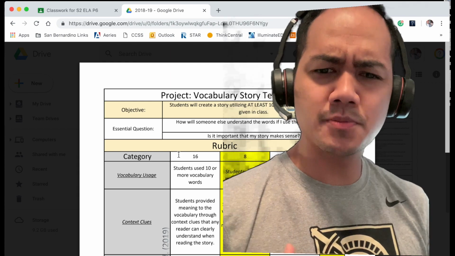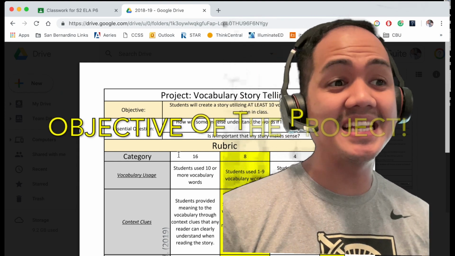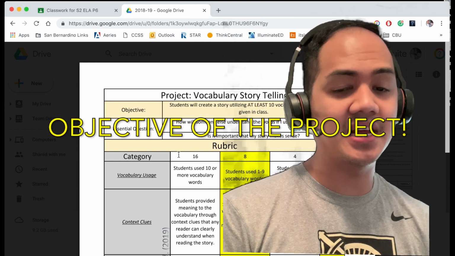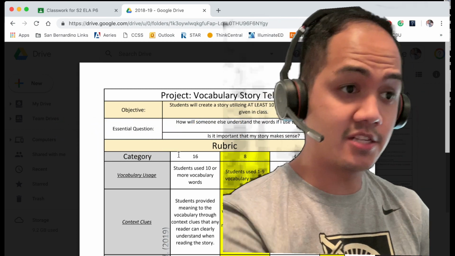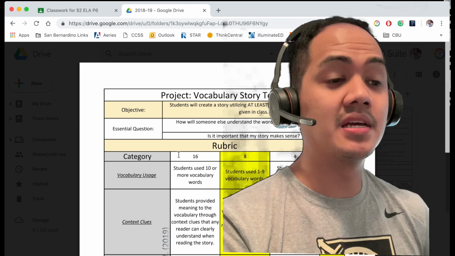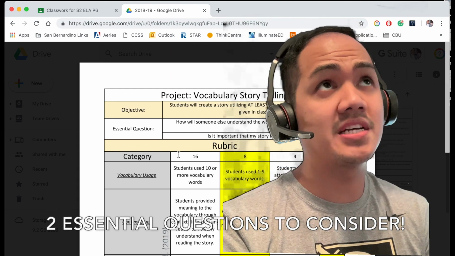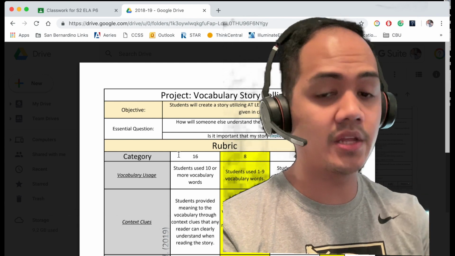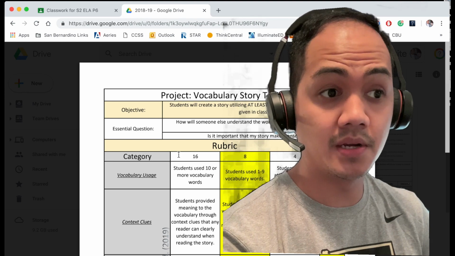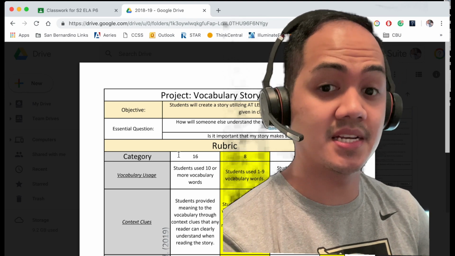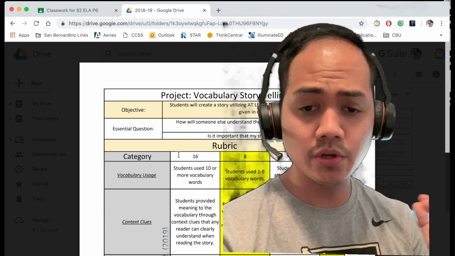So our objective is that through this we'll create a story utilizing at least 10 vocabulary words of the list given in class. So if you're ever lost, read the objective. It's right on there. Then there are 2 essential questions that I want you to focus on as you work through your projects. How will someone else understand the words if I use them in my story? Is it important that my story makes sense? Those are 2 key questions that I want you to always ask when you and your partner are thinking about it.